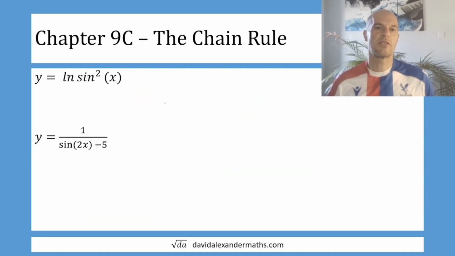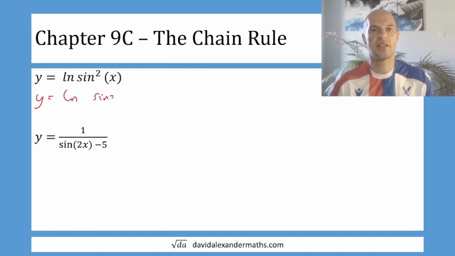Okay, to finish off with, here are two slightly tricky examples. So here we've got y is the ln of sine squared x. So we just need to remember that that is the same as ln of the sine of x, squared. And when we're differentiating a ln function, it's the derivative of the stuff over the stuff. So this is the stuff: the stuff is sine of x squared. So differentiate the stuff over the stuff.